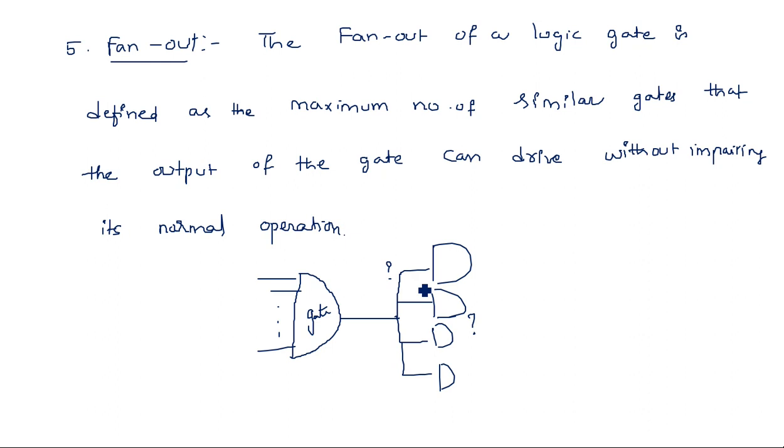So fan-out deals with the number of outputs that a gate can drive. Suppose you have 10 gates; the gate which is connected here can handle only 10 gates. If you give 10 plus 1, then the output may not be sufficient to drive the other logic circuits. Logic 1 may be treated as logic 0, or logic 0 may not be recognized as a proper logic 0, and logic 1 also may not be recognized as a proper logic 1. So that's why there should be a limit. This is given by the term fan-out.